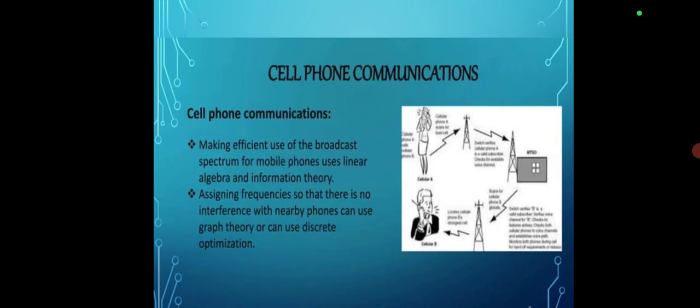Cell phone communication: making efficient use of the broadcast spectrum for mobile phones uses linear algebra and information theory. Assigning frequencies so that there is no interference with nearby phones can use graph theory or discrete optimization. For example, person A and person B. Person A is calling person B: first the call goes to the tower 1 location, then to tower 2, where person B's location is nearby. Then person B will receive the call. Nearby phones cannot interfere in this call.